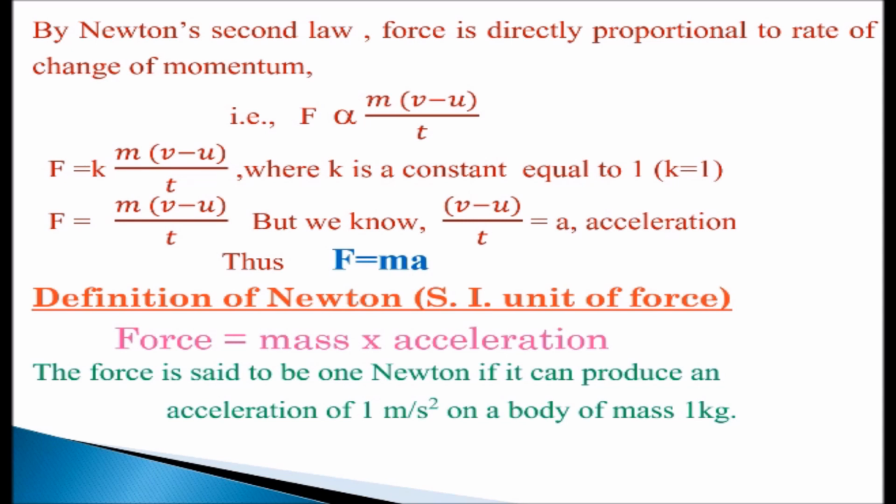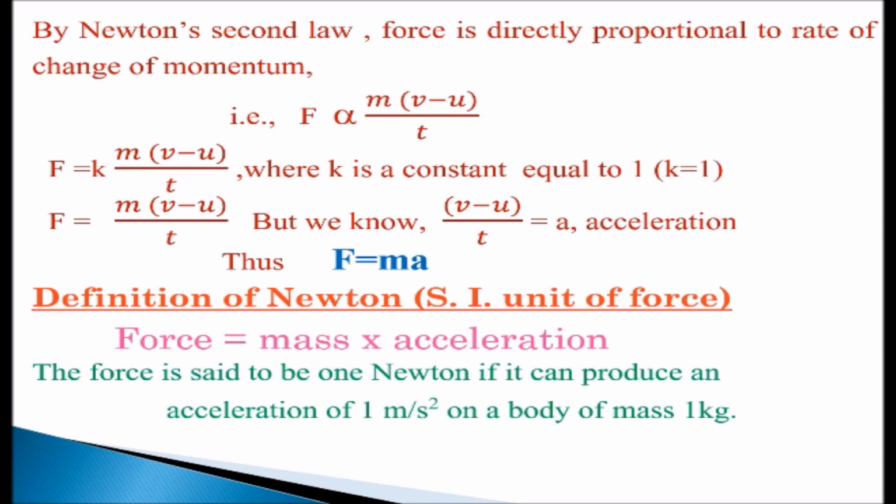By Newton's second law, force is directly proportional to rate of change of momentum. Therefore, we can write F is proportional to m into (v minus u) the whole divided by t. When we change the proportionality sign, we insert a constant k and the value of k is equal to 1. Therefore, F equals k into m into (v minus u) divided by t. When we substitute the value of k equal to 1, F is equal to m into (v minus u) by t. But we know that (v minus u) by t is the change in velocity by time, and that is the acceleration.